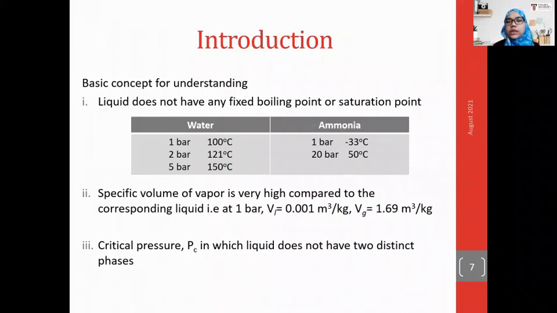Another example is ammonia. At 1 bar, the saturation temperature is minus 33 degrees Celsius. And as we increase the pressure, the temperature tends to increase as well. The specific volume of the vapor is very high compared to the corresponding liquid.